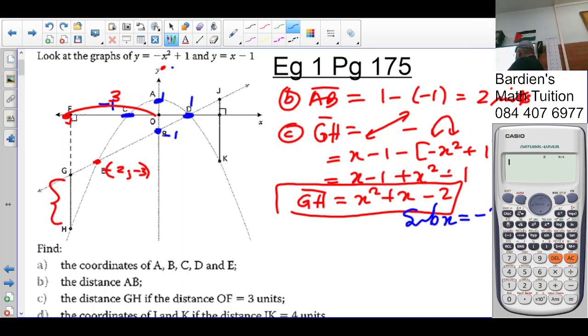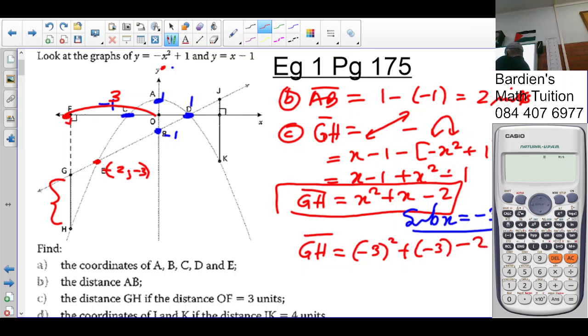Negative 3. Why? Negative part of your y-axis. They told us that OF is 3. So if we substitute negative 3, what do we have? GH is going to be negative 3 squared plus negative 3 minus 2. What's negative 3 squared? 9 minus 3 minus 2. What's 9 minus 3? 6 minus 2?